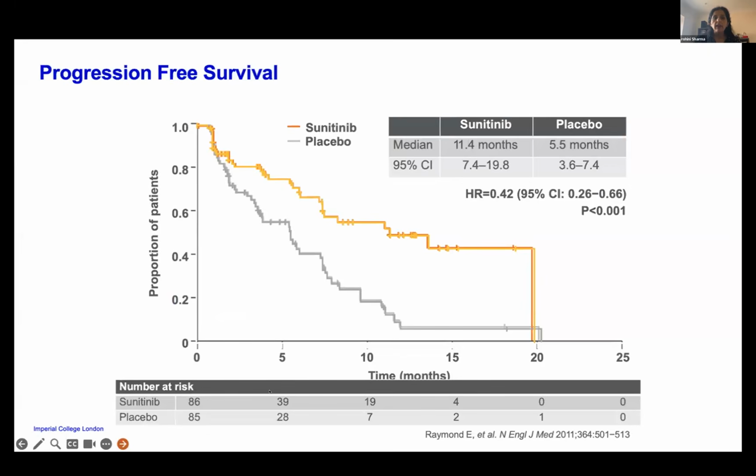So what you've got here is across the bottom, you've got time, proportion of patients on the vertical axis, and the orange line is sunitinib, and the gray line is placebo. So the median progression-free survival with sunitinib was 11 months, which was significantly longer than placebo, which was only 5 months, and it gave a hazard ratio of 0.42. So based on this study, sunitinib is now registered for the management of progressive pancreatic neuroendocrine tumors.